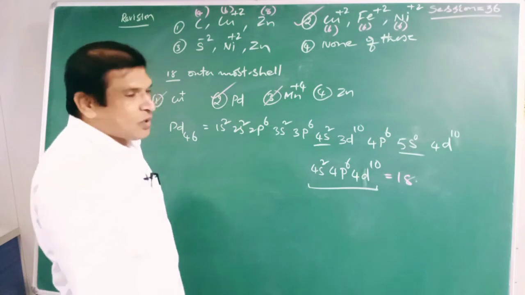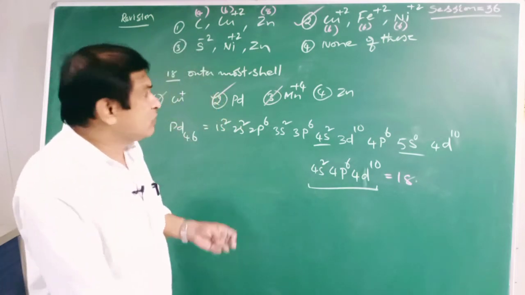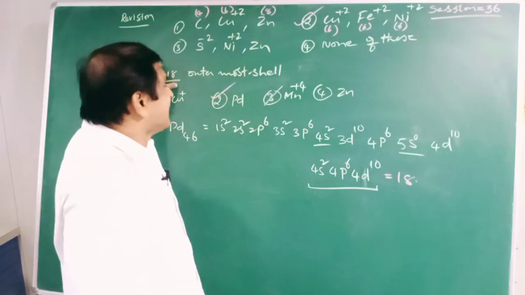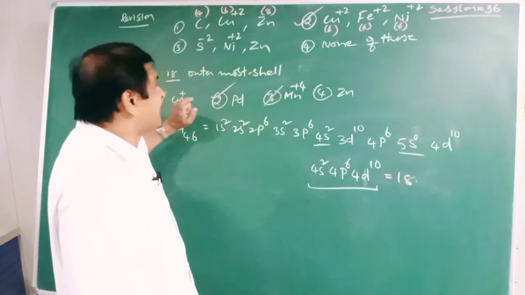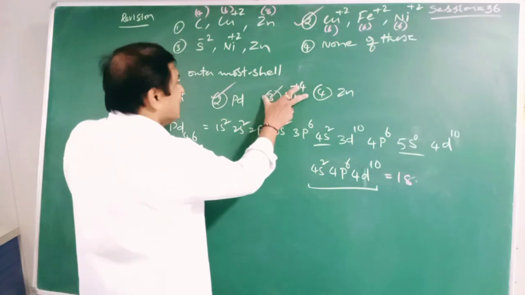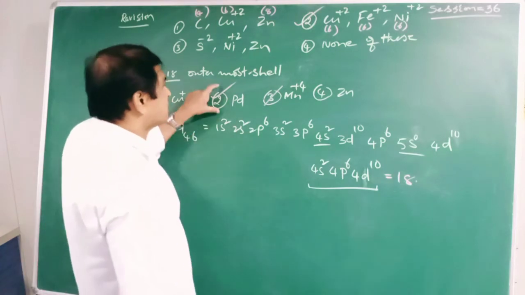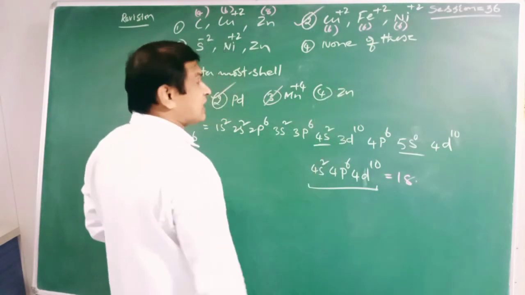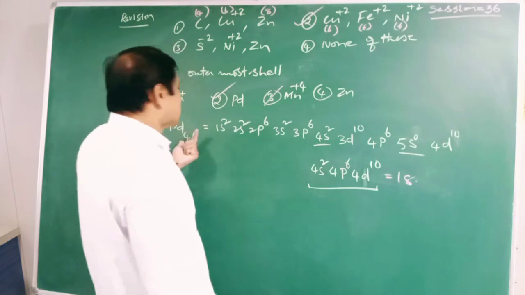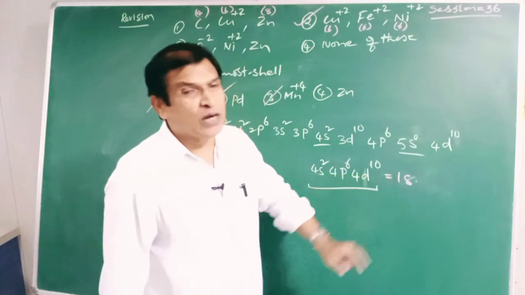Okay, so the atom which contains 18 electrons in the outermost shell, that is palladium atom, because the question is asking for atoms, not ions. Automatically, logically we can remove the first option and third option because they are ions. So the answer may be the second option or fourth option. So now the answer will be palladium 46. It contains 18 electrons in the outermost shell.